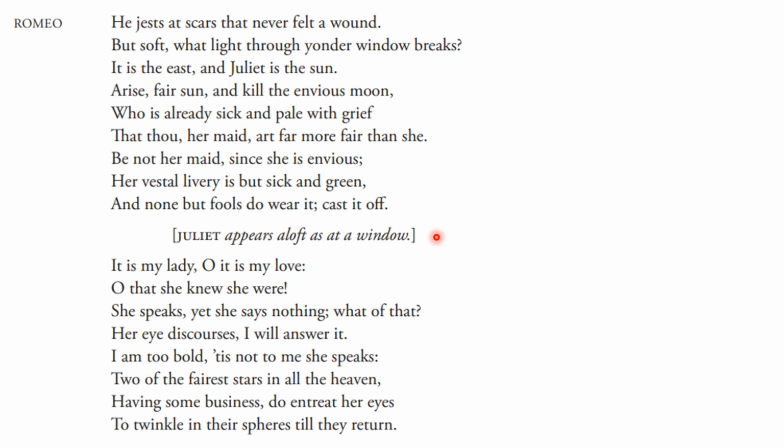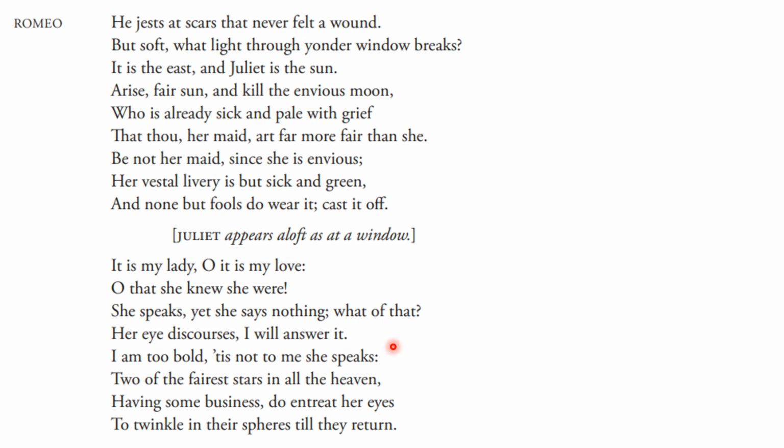Then Juliet appears aloft at a window, so she's unaware that Romeo is below her. He says, "It is my lady, oh, it is my love, oh, that she knew she were. She speaks, yet she says nothing. What of that? Her eye discourses, I will answer it." Basically says, oh, there's my lady, oh, it is my love. And these short exclamatory phrases show his absolute passion on seeing Juliet. He then says, I wish she knew how much I love her. She's talking, but she's not saying anything. Her eyes are saying something, I will answer it. So maybe she's talking to the nurse or her mother, but Romeo is considering answering her.